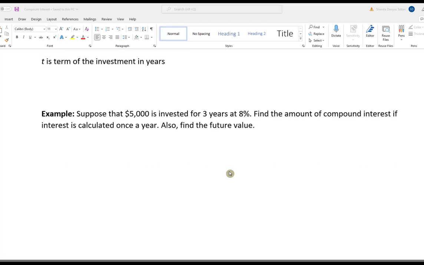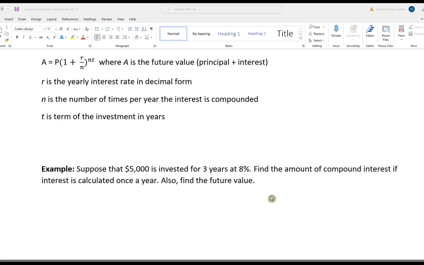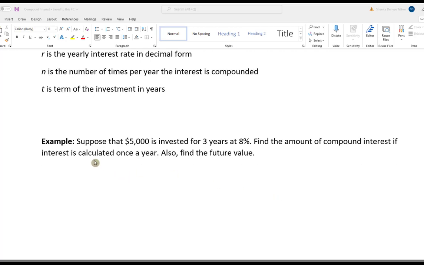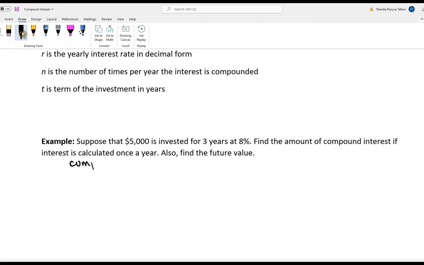So let's look at this example. Suppose that $5,000 is invested for 3 years at 8%. Find the amount of compound interest if interest is calculated once a year. Also find the future value. So given this formula, we have to calculate the future value first before we can figure out the interest. They told you in this problem that interest is calculated once a year. So we are going to say that this is compounded annually.